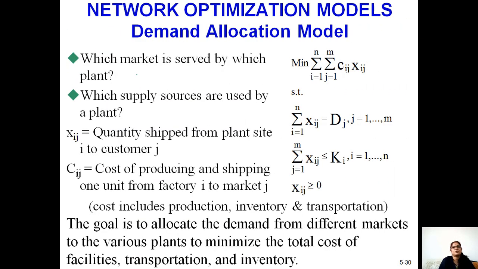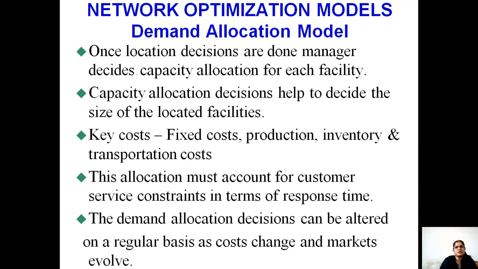This comes under network optimization models. So in the question, if it is asked to find the demand allocation model, then we have to follow the procedure which I am going to explain now. So the capacity allocation model will give the answer to how much to produce. So what are the key costs to be considered? Fixed costs, production, inventory and transportation.